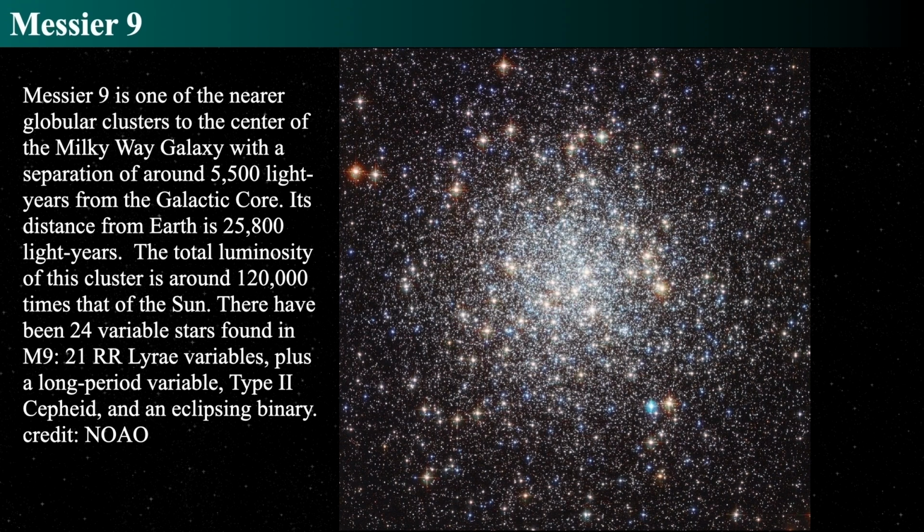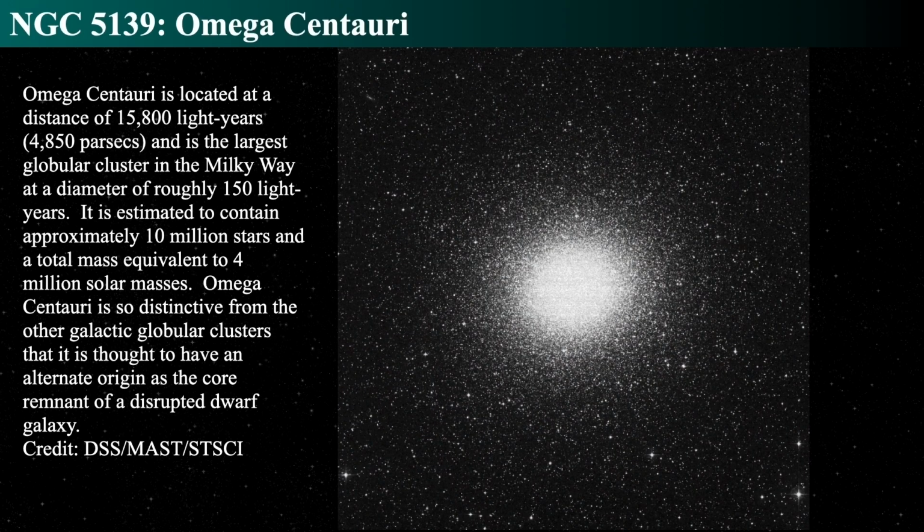Messier Object 9, well, we're looking really deep into the center of one of these things, is a near-globular cluster. Again, this is not a 1 degree by 1 degree image. This is a close-up picture, and the credit is from the National Optical Astronomy Observatory, or NOAO. It's about 5,500 light years from the galactic core, so it's really near to that. Its distance is about 26,000 light years away, and it's very, very bright compared to the sun. Lots of variable stars have been found. It's interesting that variable stars are present in large numbers in globular clusters, but not so much in open clusters.